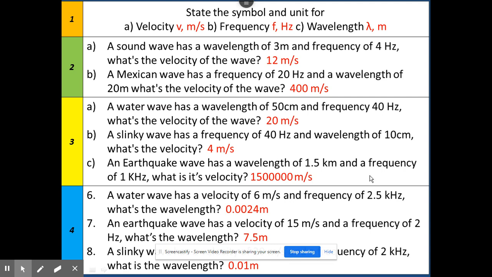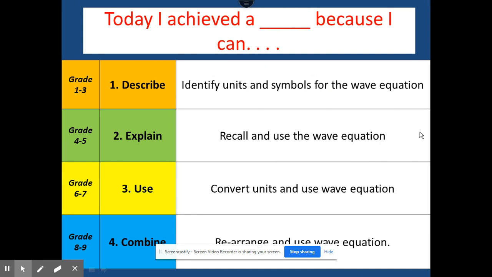Okay, so let's sum up, please, like we normally would do in our science lessons. Can you copy and complete? You have achieved describe, because you can identify units and symbols for the wave equation. Explain, because you can recall and use the wave equation to calculate velocity. Use, you can convert units to standard units and use the wave equation. And combine, rearrange and use the wave equation, again with converting units. So write that down, please.